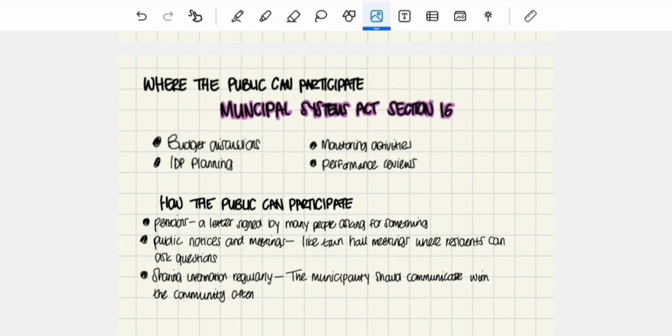So how can the public participate? Under section 17: petitions, a letter signed by many people asking for something, like we did in River's case. Public notices and meetings, like town hall meetings where residents can ask questions. Sharing information regularly, like the municipality should communicate with the community often, via newsletters, SMS, and websites.